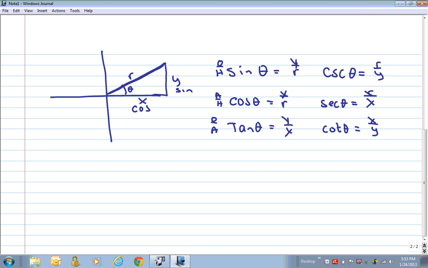Let's take a look at what we do now using our concept of SOHCAHTOA, and we're not in a unit circle, and we're not talking about special angles anymore, at least not all the time, in the next example or so. Let's take a look at what we do.